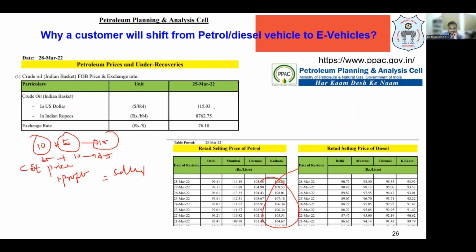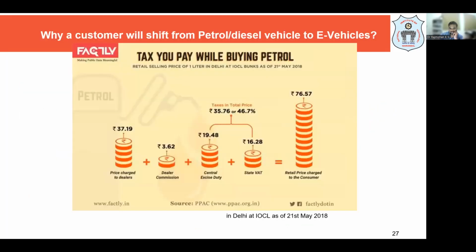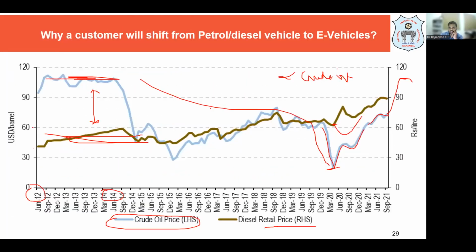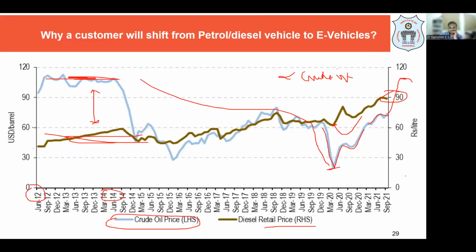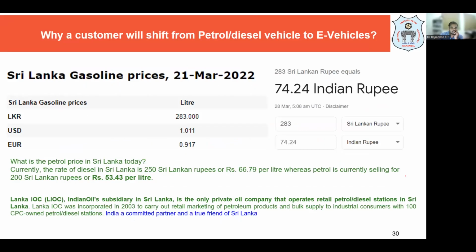The government is paying around $115 now because that is the rate today. Even so, the diesel price is being kept high. We have seen that it is around 93 rupees this week. But we are giving petrol to Sri Lanka. When you compare diesel prices in Sri Lanka, today the diesel price is around 66.79 rupees and the petrol price is around 53 rupees per liter.